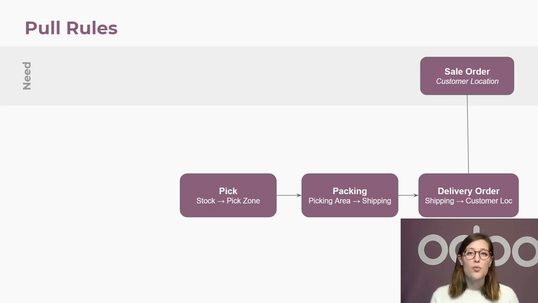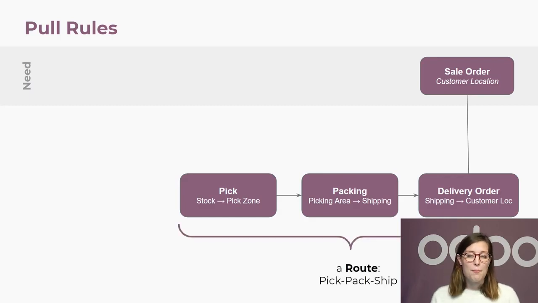Later on, the operator will process these transfers in the opposite order. First the picking, then the packing, then the delivery order. A set of rules like this is called a route. In this case, the pick, pack, ship route. The grouping on the rule will define how products will be grouped in the same transfer or not. In this case, the picking operation will group all orders in one transfer, whereas the packing operation respects the grouping per customer order. If your picking rule is set to propagate the need, it can trigger other pull rules.